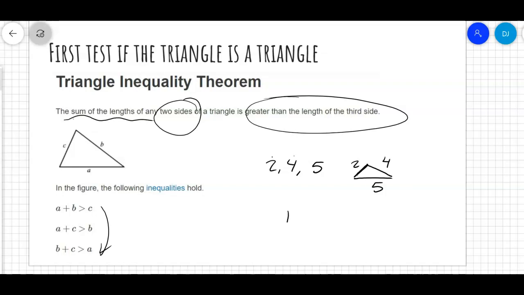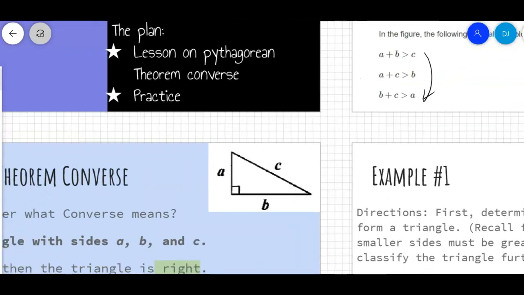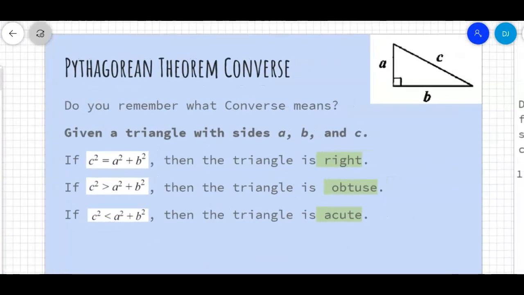But if I had 1, 3, and 5, that triangle will not work because 1 plus 3 has to be greater than 5, and it's not. It's really just 4. For 2, 4, and 5, 2 plus 4 has to be greater than 5, and this one is, so it does work as a triangle. That's the first step in determining whether we have a right, obtuse, or acute triangle: determining whether or not we have a triangle in the first place.